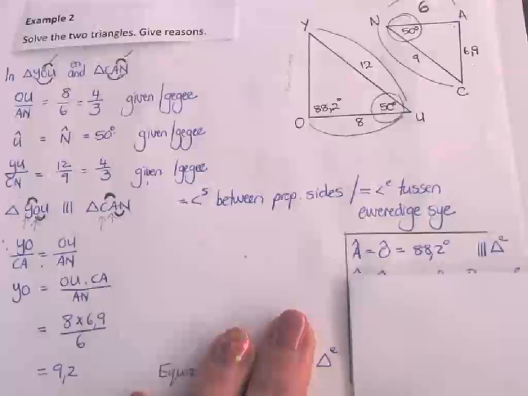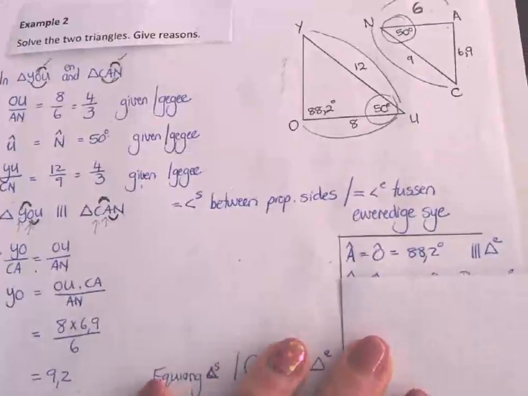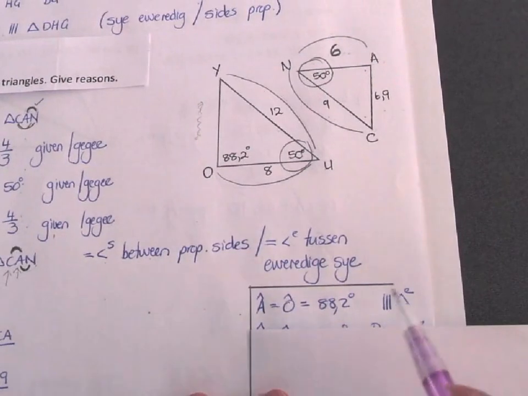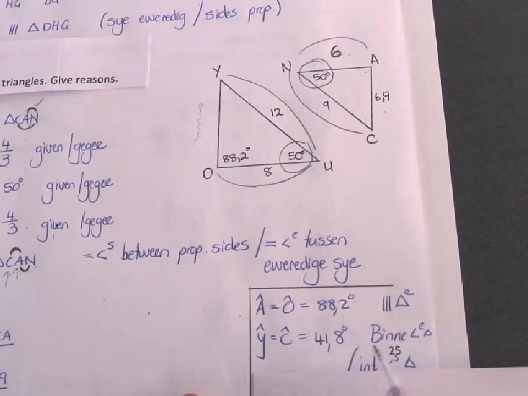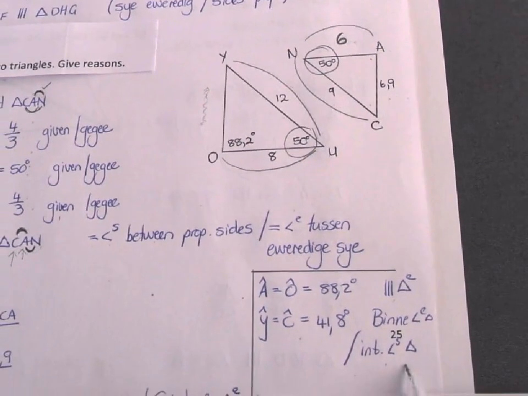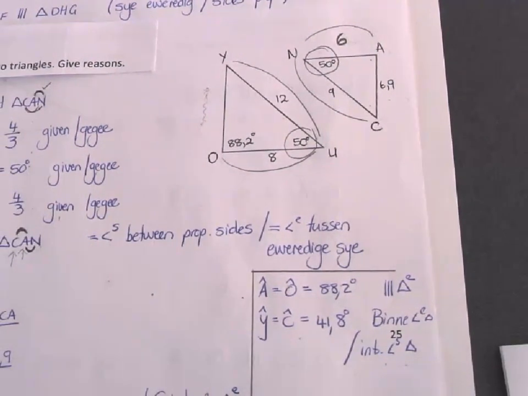We can say angle A will be equal to angle O, and that's 88,2 because we have similar triangles. And angle Y will be 41, equal to angle C, with interior angles of a triangle. And then you solved both triangles.